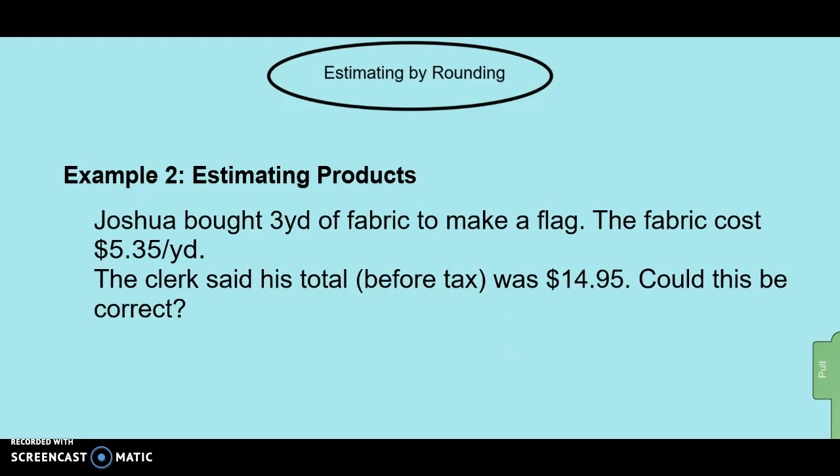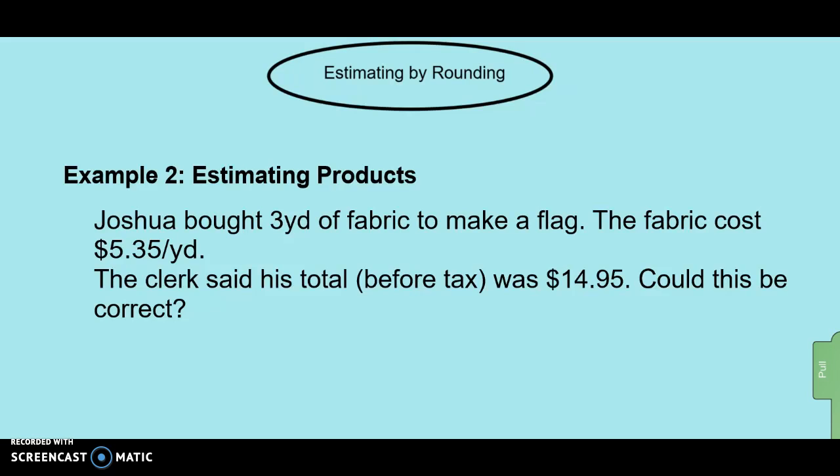Here's another example with products. Joshua bought 3 yards of fabric to make a flag. The fabric cost $5.35 per yard. The clerk said his total before tax was $14.95. Could this be correct? So let's round, multiplying the 3 yards times $5.35.